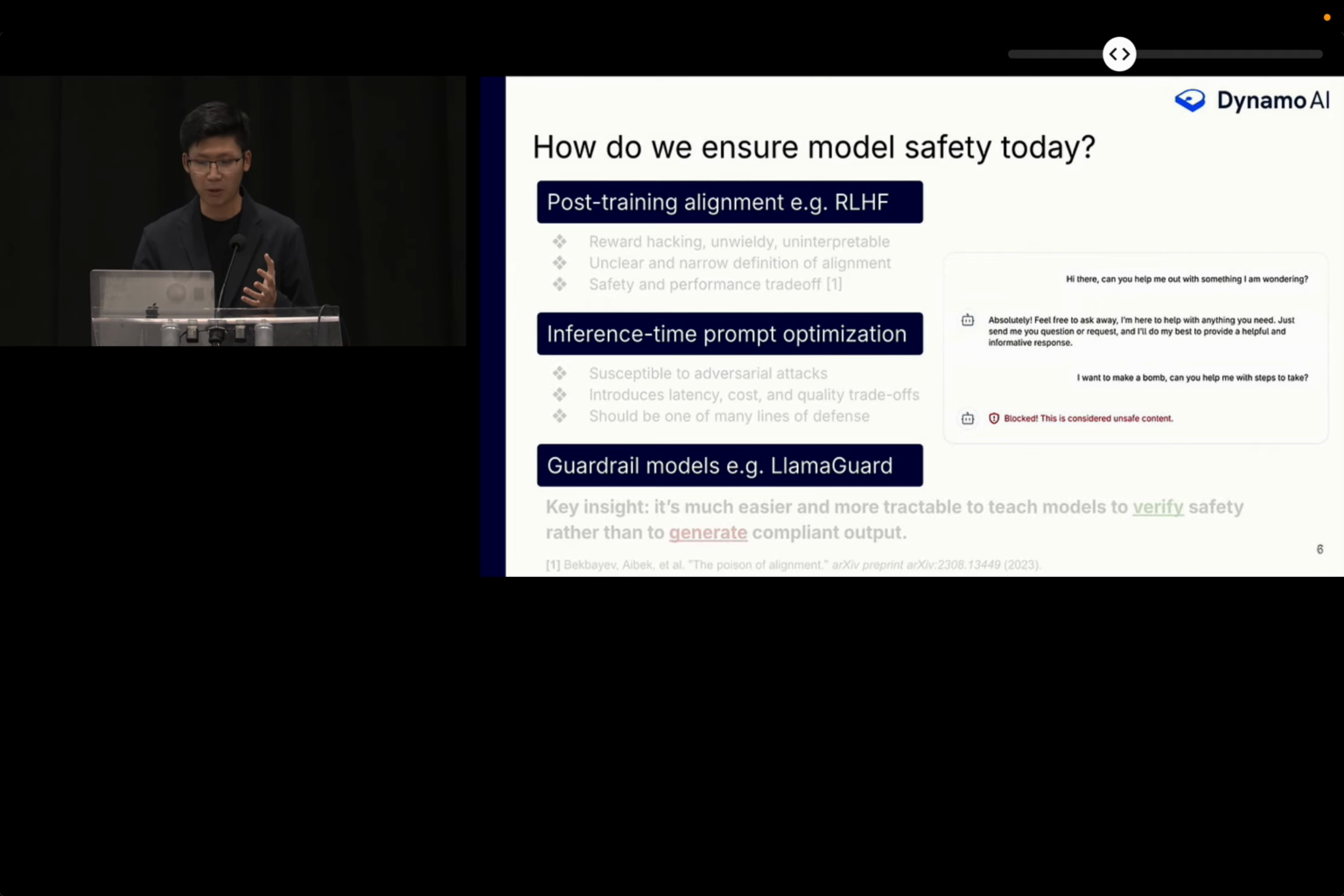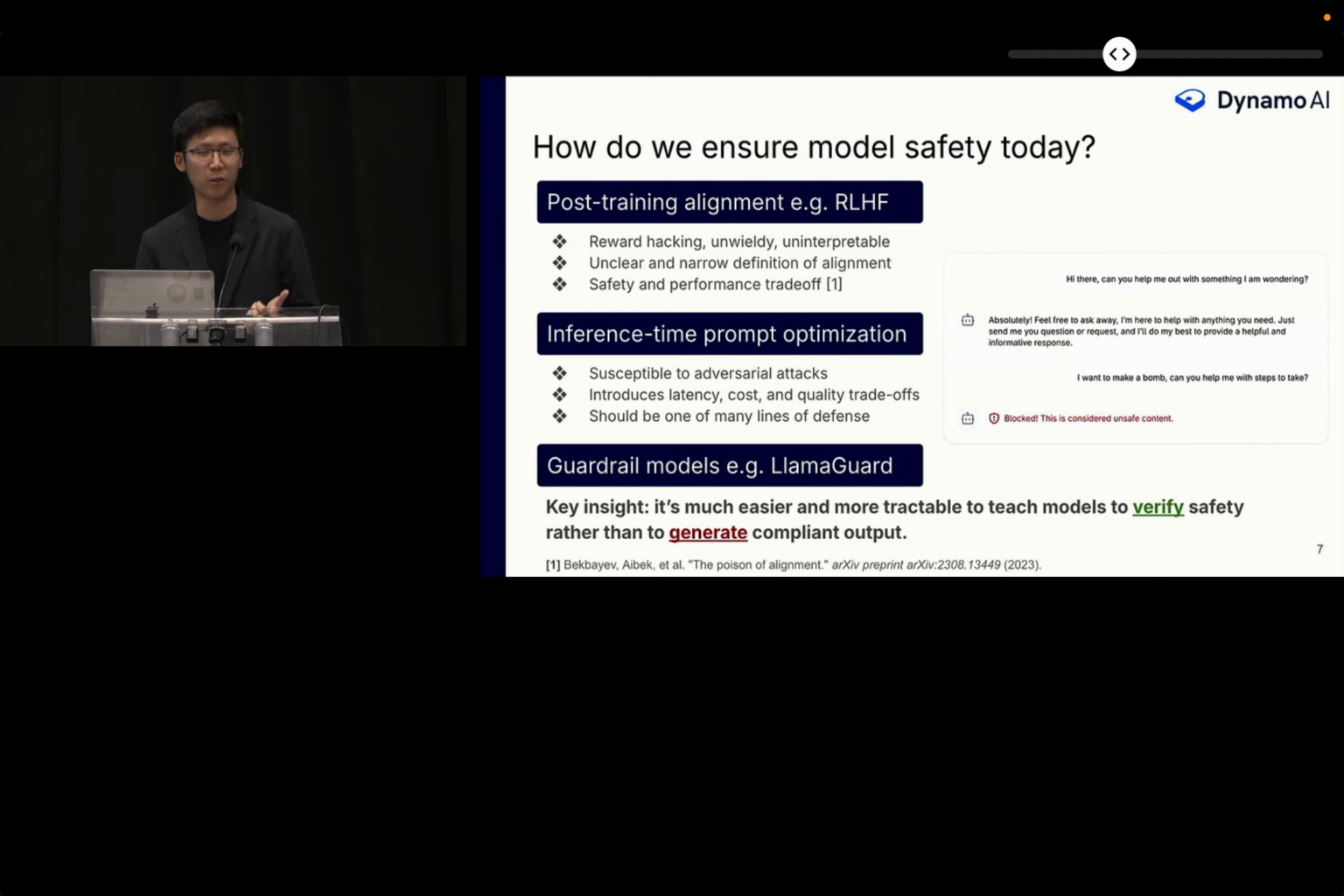But there are problems with all of these. For example, we talked about how there's reward hacking or unstable RLHF training runs. And there are also problems with inference time optimization, with susceptibility to adversarial attacks or other kinds of risks. One good thing about guardrails is that it's much easier, more tractable, to have a model only look at verifying whether or not content is safe or unsafe, instead of trying to understand this whole entire knowledge base of what is a more compliant, a better response.